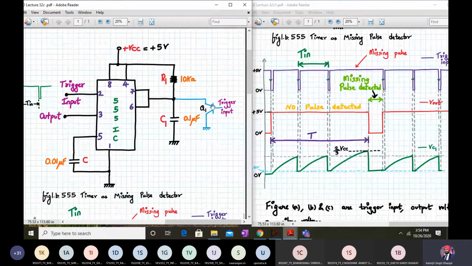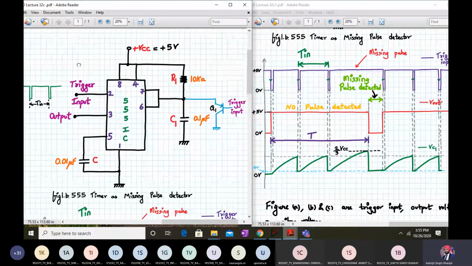Because for the base emitter junction to be forward biased, this is P and this is N, so here we have to apply a negative voltage and here a positive voltage, making it a PN junction. That's why if you apply 5 volts over here, the transistor Q1 will be off, and whenever we have a low, the transistor Q1 is on. That's the funda.